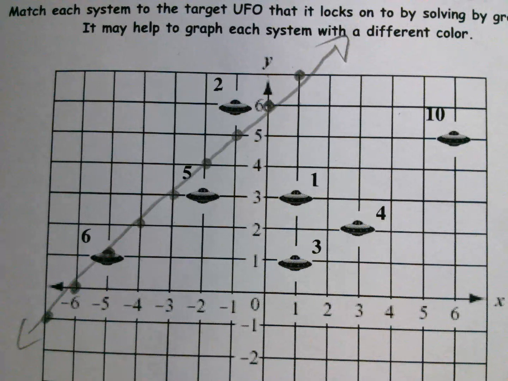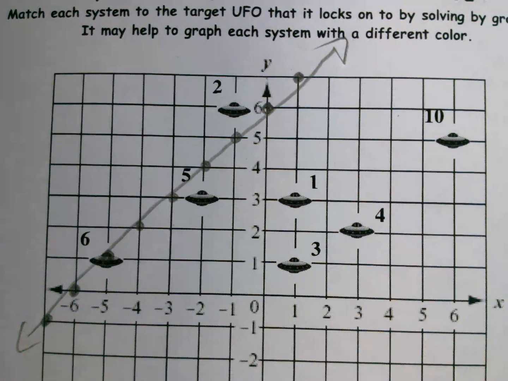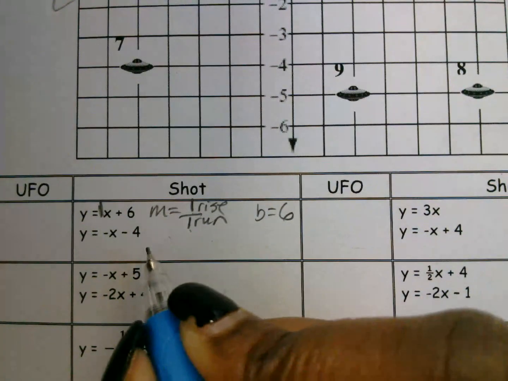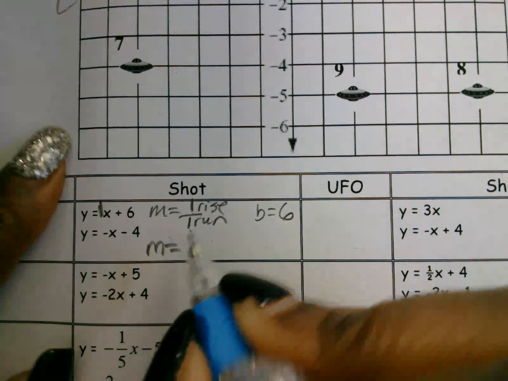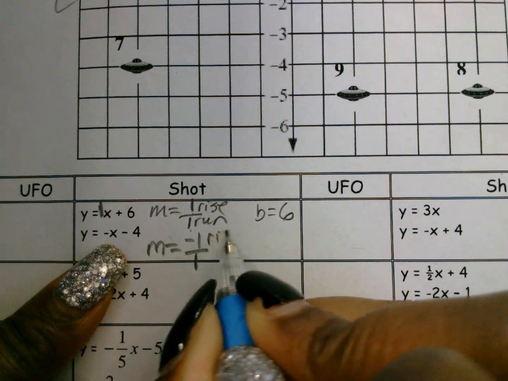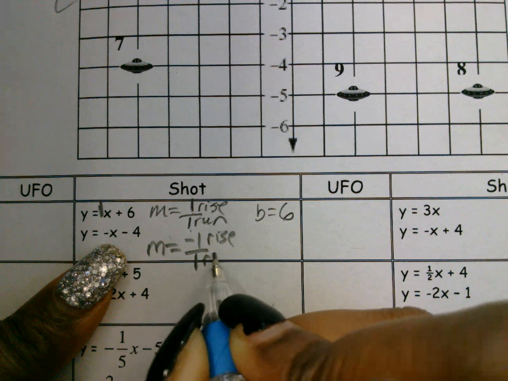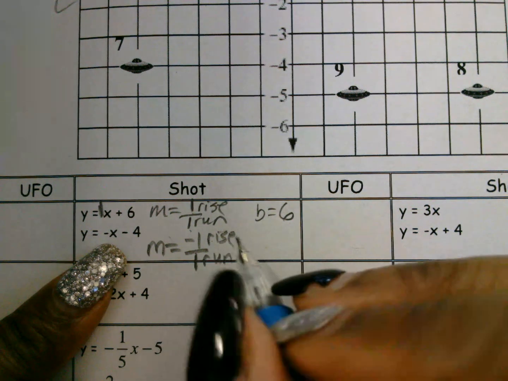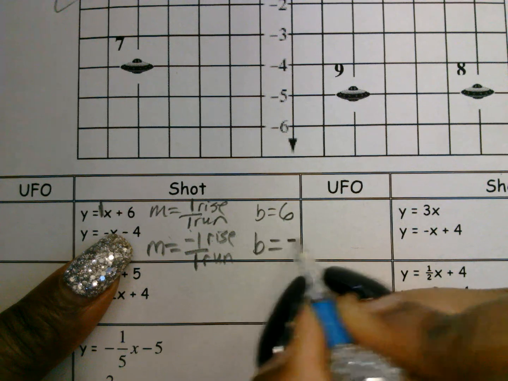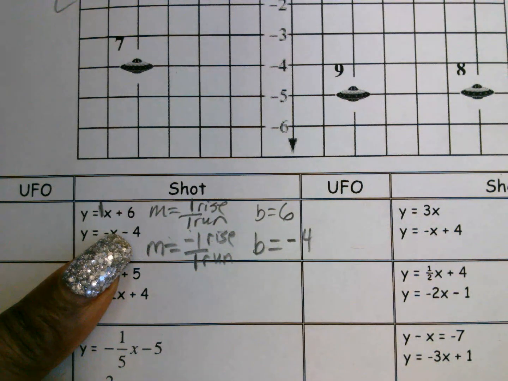Okay, I did it. Good. Got it? Now, let's graph the other equation. M for the second equation is negative 1 over 1, rise over run. B is negative 4. You okay?